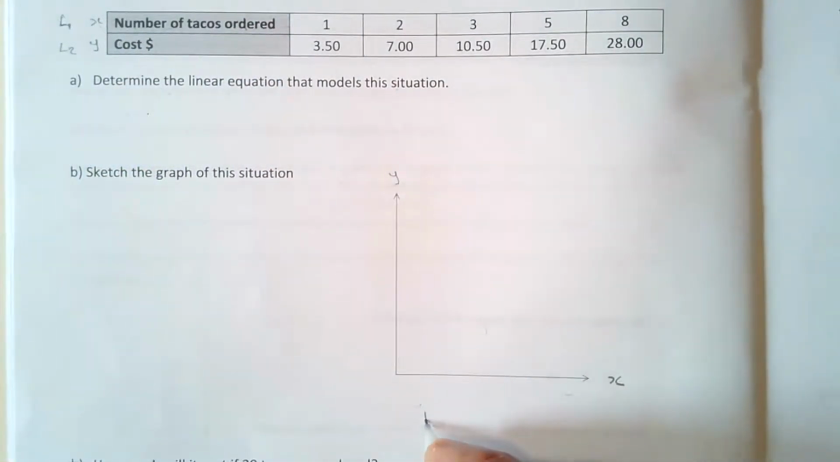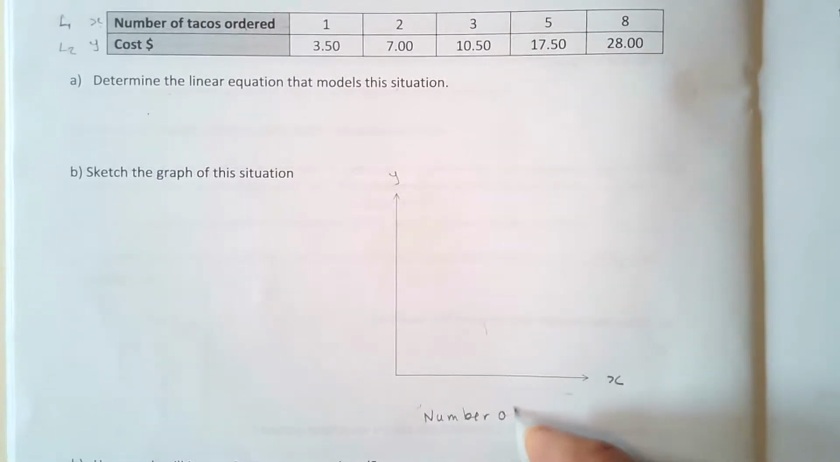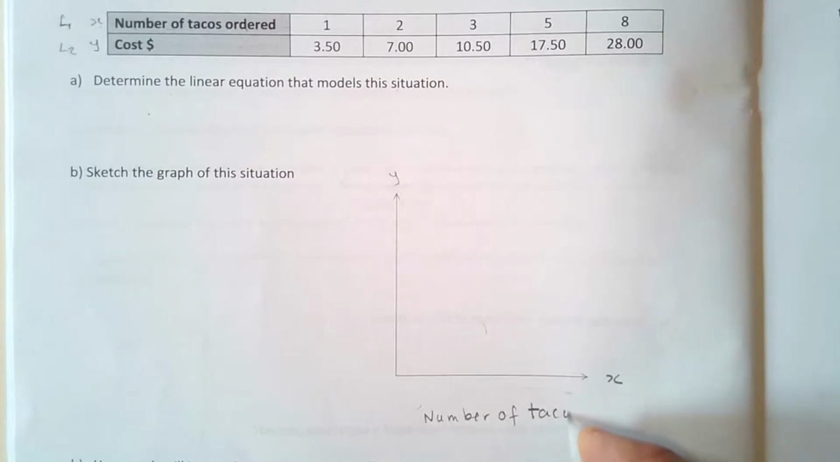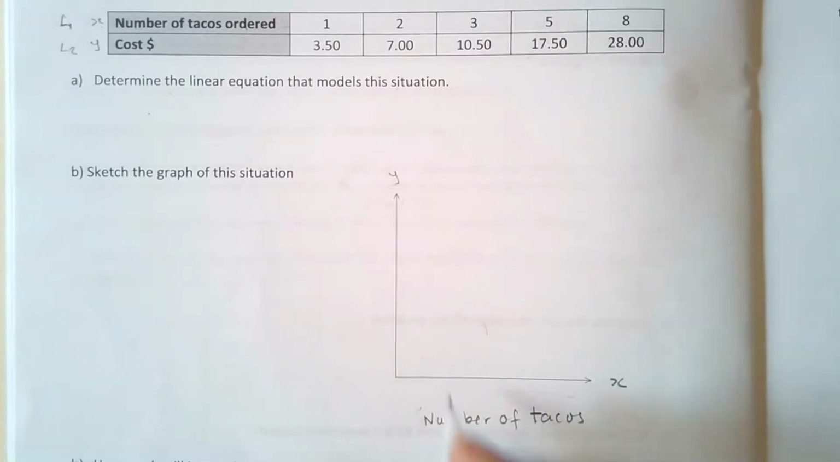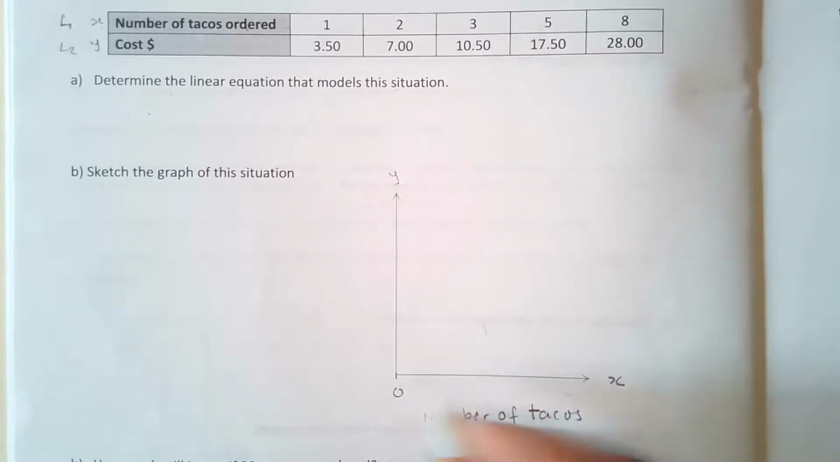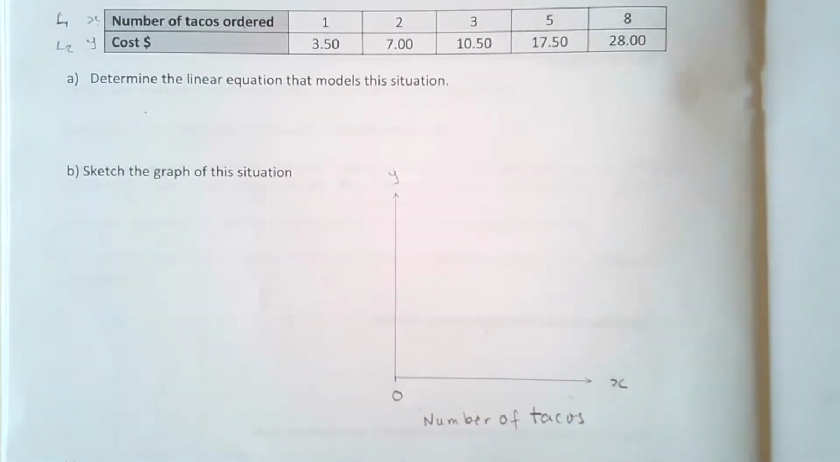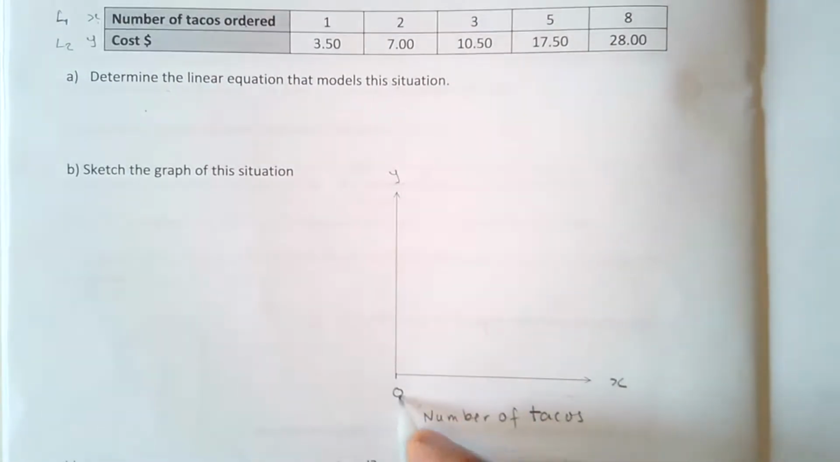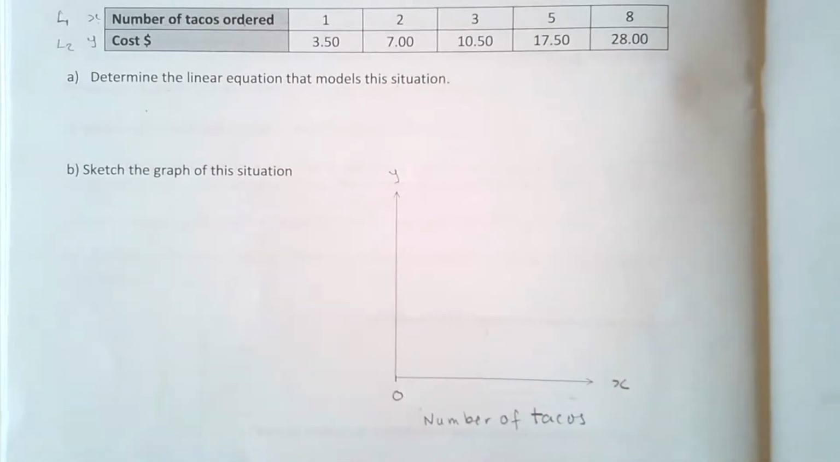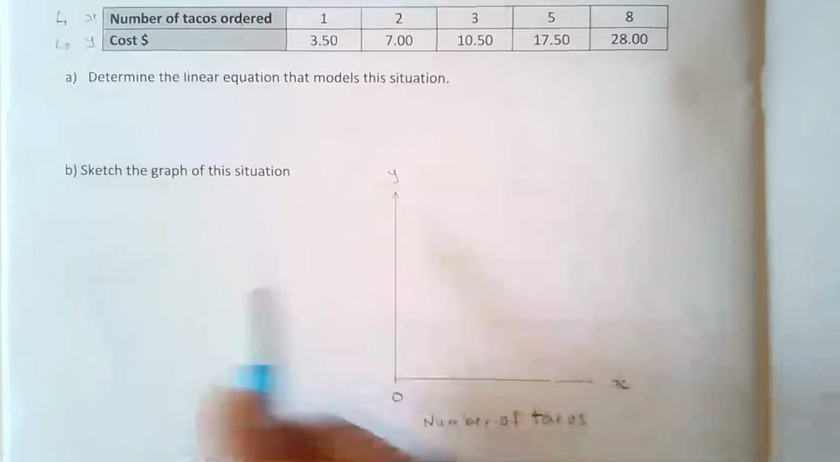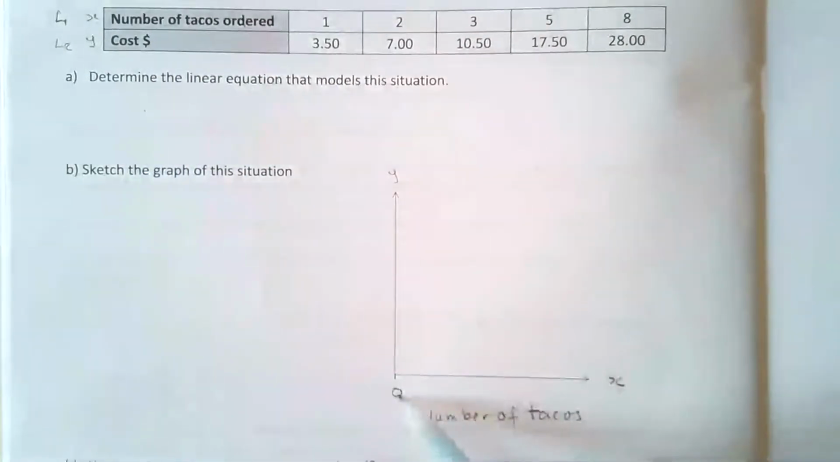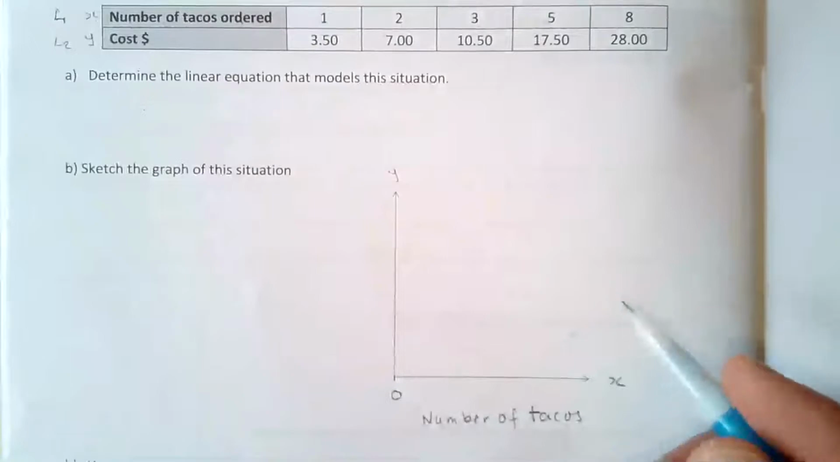And so number of tacos. And you will start from 0. Notice it goes from 1, 2, 3, but we'll start from 0. 0 tacos, and it'll cost you nothing. Generally, for most of these scenarios, you want to start from 0. There are certain circumstances you may not, but here we start when you order none. Therefore, you'll spend nothing in this case.